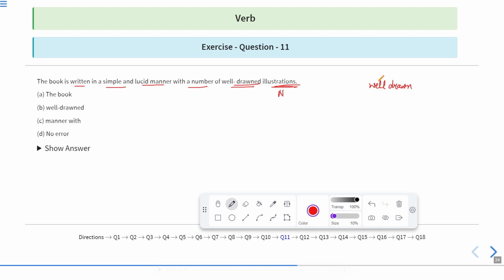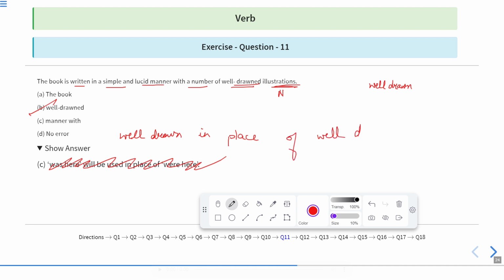Drawn is actually the third form of draw. Draw, drew, and drawn. So we should not write the word drawn. Drawn is not any form because drawn is itself the third form of the verb. Okay. So here the error is in part B, and the error is somewhere wrong here. The error is, well drawn should be used in place of well drawn. Okay.